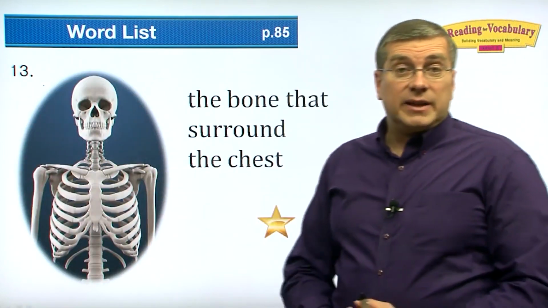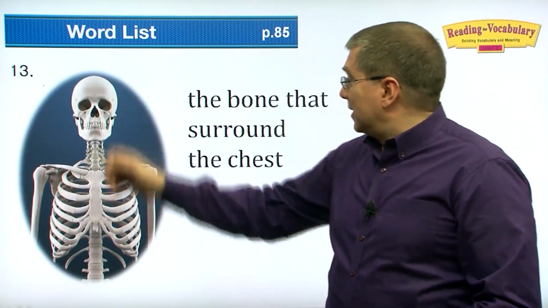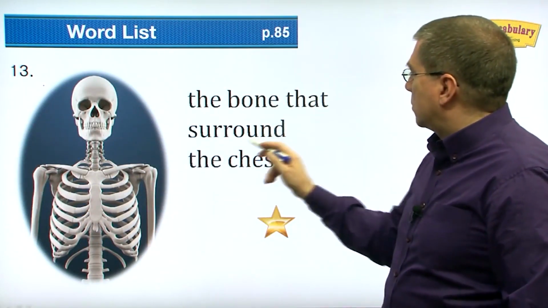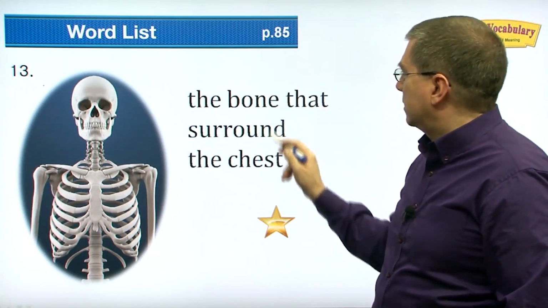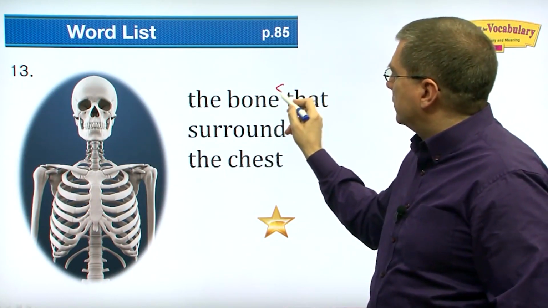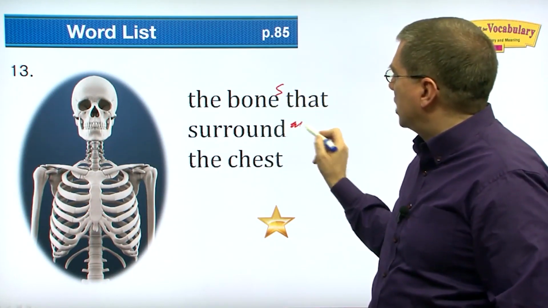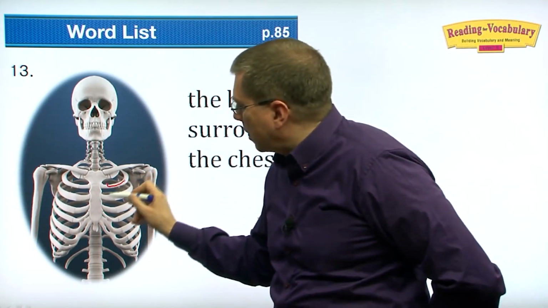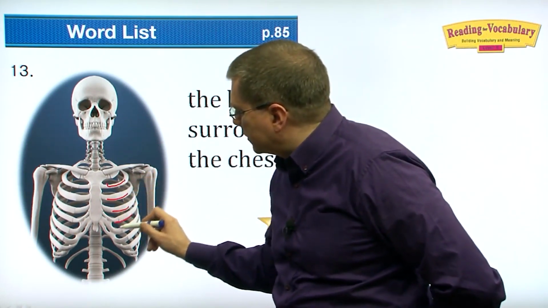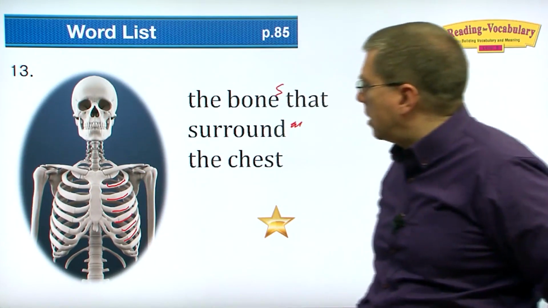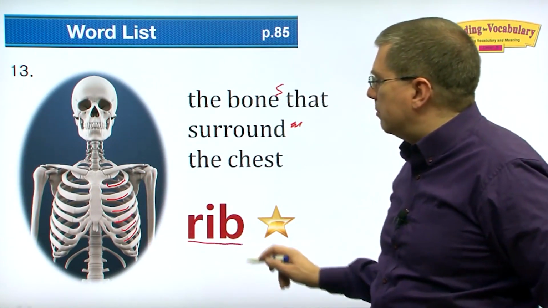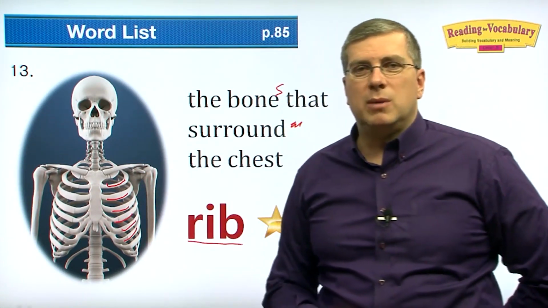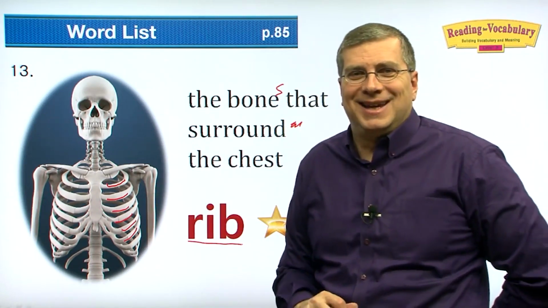Here we have a skeleton again, right? This is our skeleton, right? The bone that surrounds the chest. It should be really the bones that surround the chest, not the bone. Because as you can see, there are many of them, right? There's so many of them. What do we call them? We call these ribs. Now, you probably know rib is kalbi, okay?